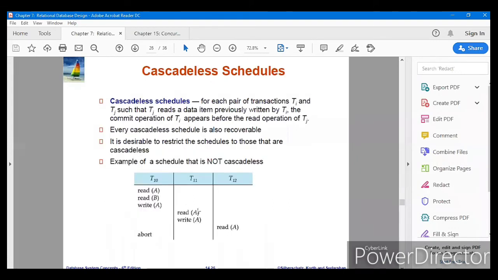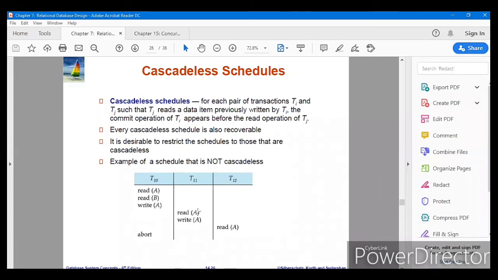Now, cascadeless schedules. For each pair of transactions Ti and Tj such that Tj reads a data item previously written by Ti, the commit operation of Ti appears before the read operation of Tj. We discussed this already, but we call this cascadeless. Every cascadeless schedule is also recoverable. Why is it recoverable? Because it was committed. It is desirable to restrict the schedules to those that are cascadeless.